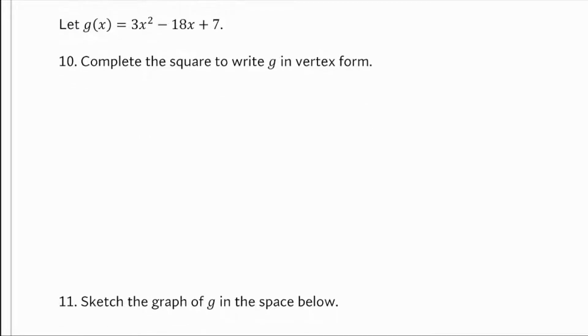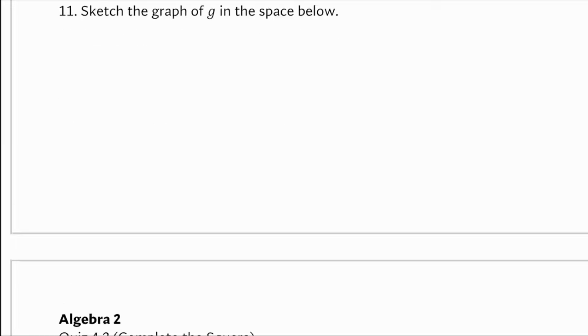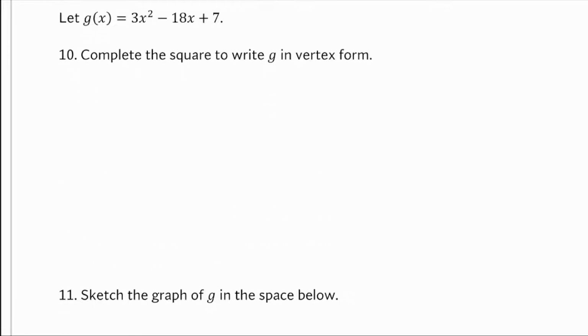All right. This is kind of a long quiz. All right, just 2 more. So we're going to complete the square to write g in vertex form. All right, this is one where the leading coefficient is not 1, and so we have to factor out the 3 from the x squared and the negative 18x. So I'm going to take the 3 out. Okay, here, I'll start over.